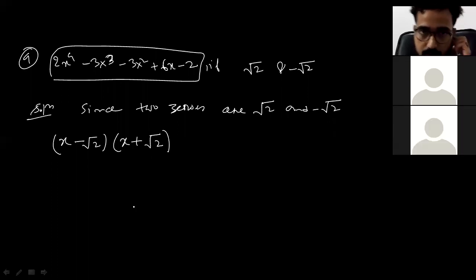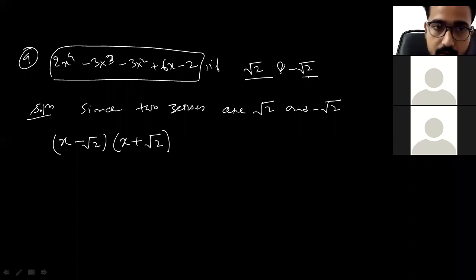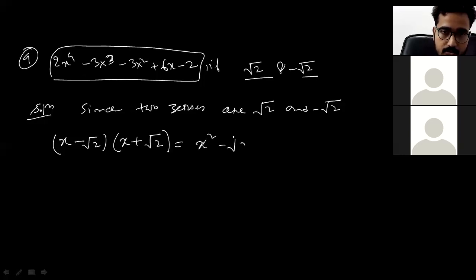Okay. So see, two roots are given. According to the factor theorem, x minus root 2 and x plus root 2 will be two factors. Now, if you multiply the factors, you will get the polynomial. So multiply these two. It will be a minus b into a plus b, so x square minus root 2 whole square. So it will be x square minus 2. That means this will be one factor.